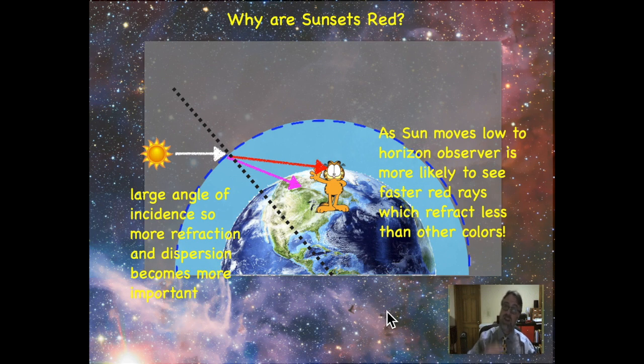So as the sun moves low to the horizon, you're more likely to see these faster red rays because they don't bend as much as the slower violet rays. And so therefore the last colors you see during a sunset, or the first colors you see during a sunrise, will be the reds. And so the sun will appear red.